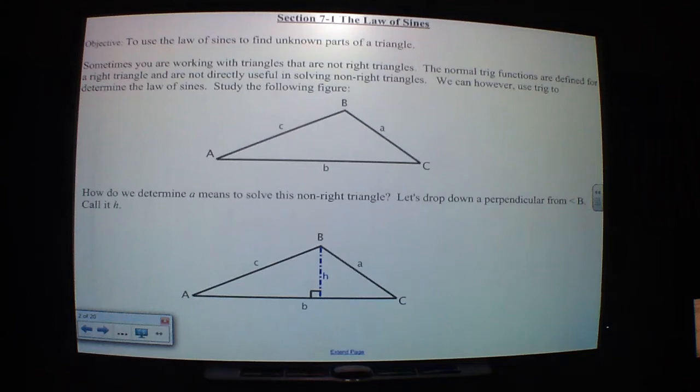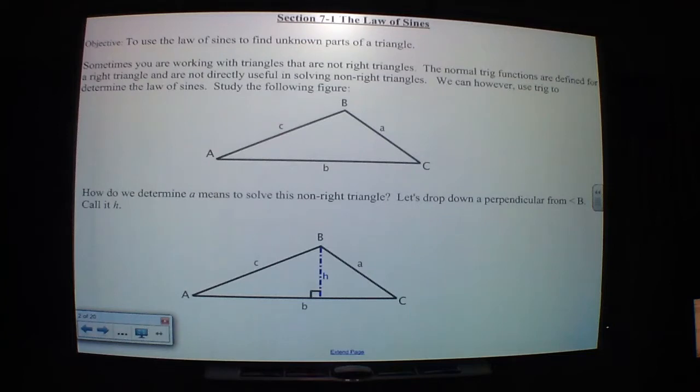Section 7.1, the law of sines. We're going to use the law of sines to find unknown parts of a triangle. Sometimes triangles are not right triangles, so we can't use right triangle trig with them. So for ones that are not right triangles, we can use trig to determine the law of sines and then use the law of sines on those triangles.